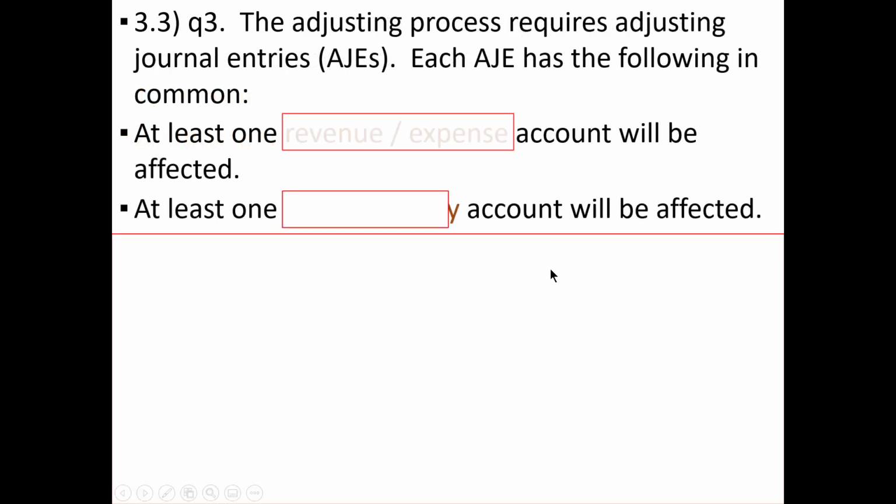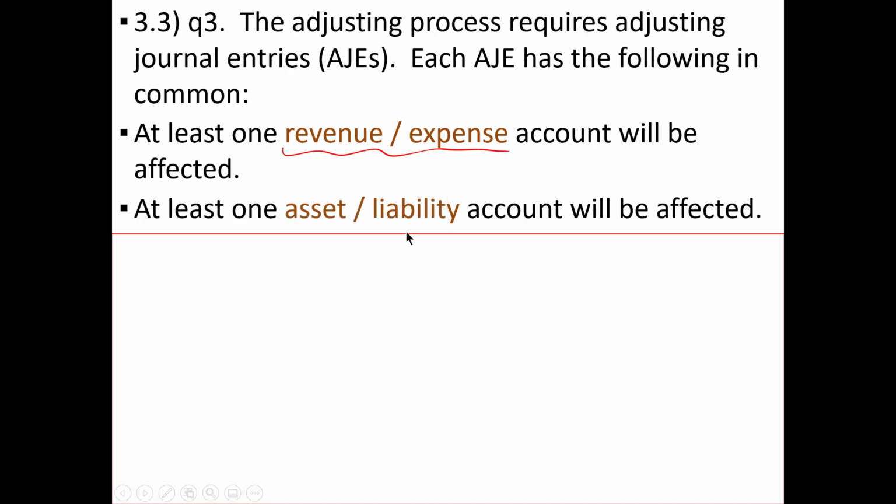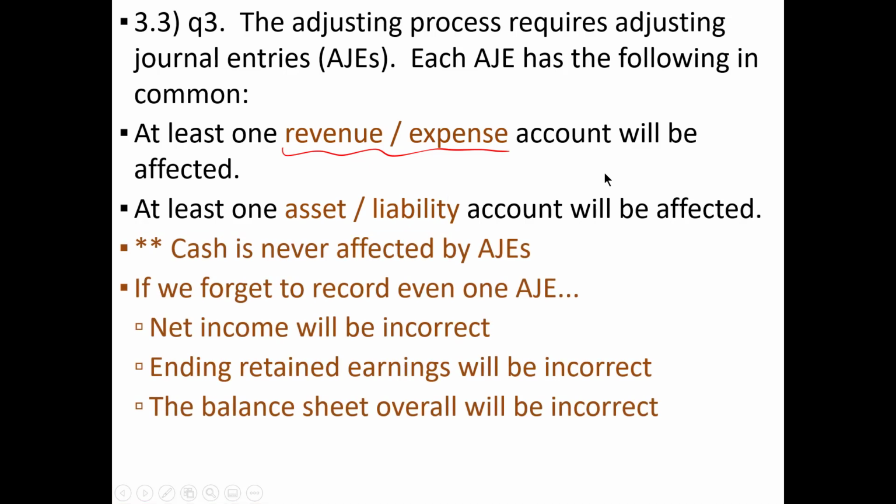So here's a key thing: at least one revenue or expense account will be affected, and you'll have at least one asset or liability account that will be affected. Realize that these adjusting journal entries we do at the end of the period generally don't affect cash. We'll talk about Chapter 4 situations where we have to make an adjustment to cash when we do our bank reconciliation. For right now, when we know that revenue has been earned or expense has been incurred, that generally means some type of asset or liability account needs to be updated.